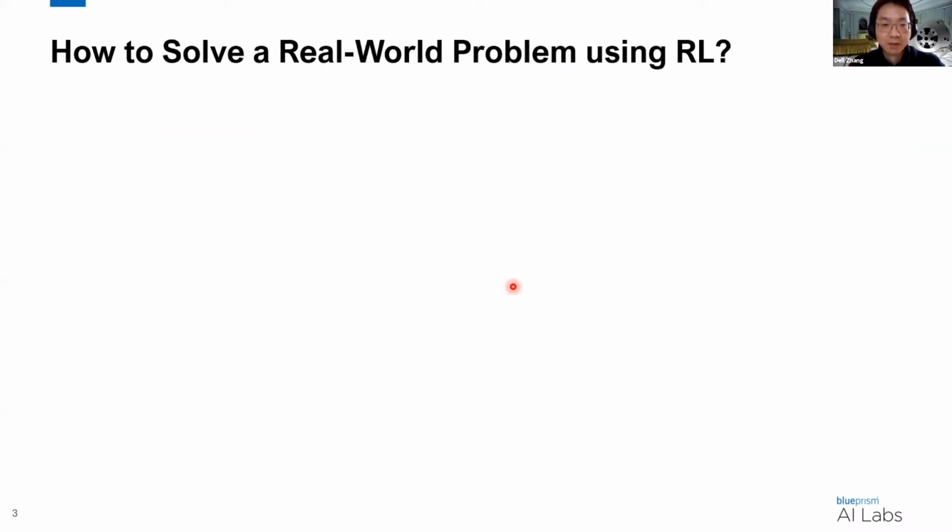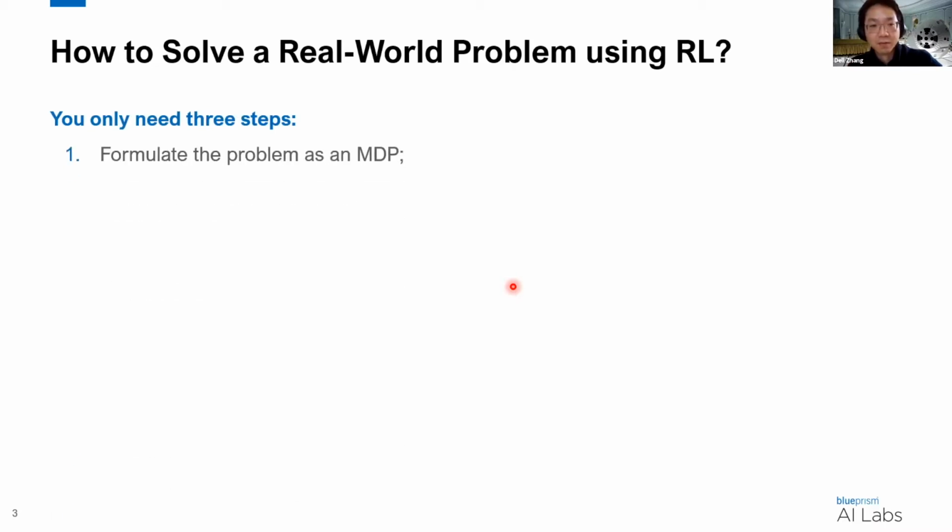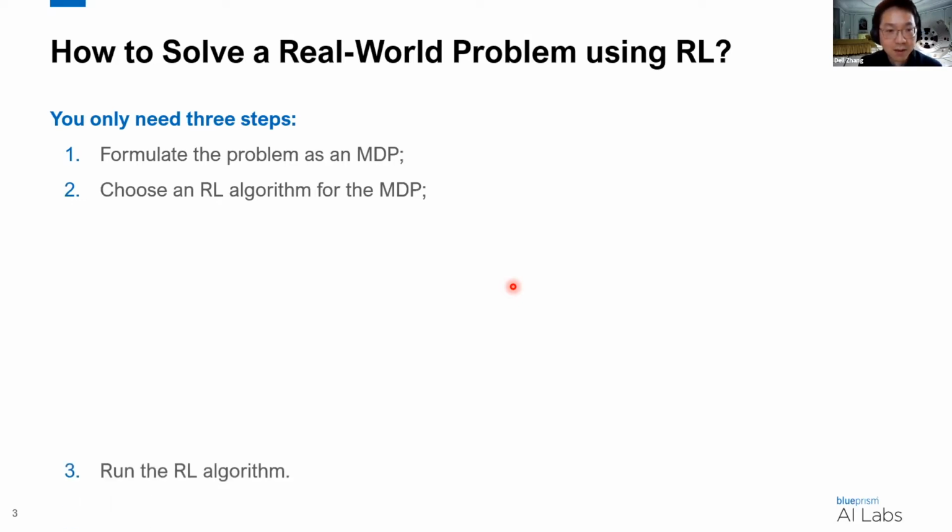So similarly, if we want to solve a problem like recommendation using reinforcement learning, we only need to carry out the 3 steps. First, we need to formulate the problem as a Markov decision process. So this basically means that you need to think what the environment is, what the agent is, and the states, the actions, and the rewards. Then choose a reinforcement learning algorithm, such as DQN. Third, run the reinforcement learning algorithm. And that's it.